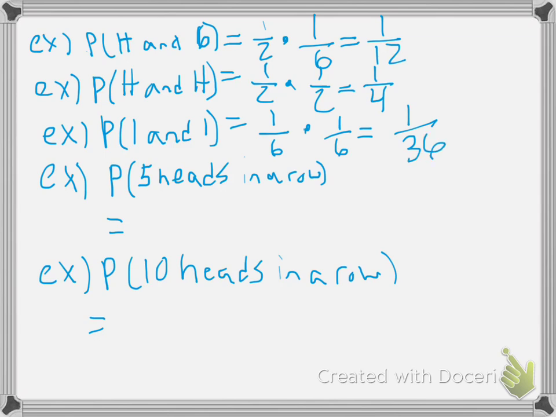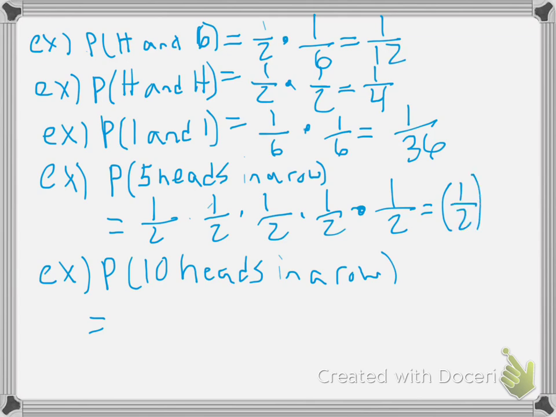Next, how about getting 5 heads in a row when you flip a coin? Well, the probability that you get a head the first time is 1/2. The probability that you get a head the second time is 1/2 because these events are independent. The third time is 1/2, the fourth time is 1/2, and the fifth time is 1/2. It's all 1/2. So one way of shortening this up is saying this is 1/2 to the 5th power. And that's 1 over 32.